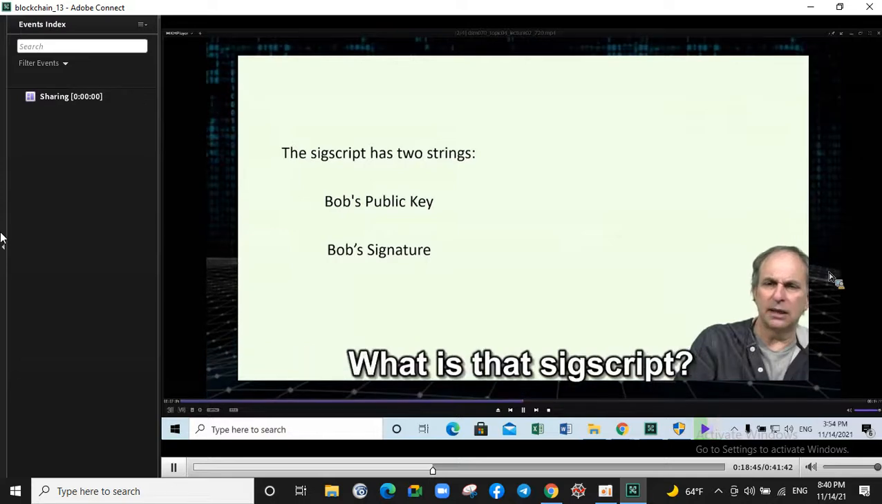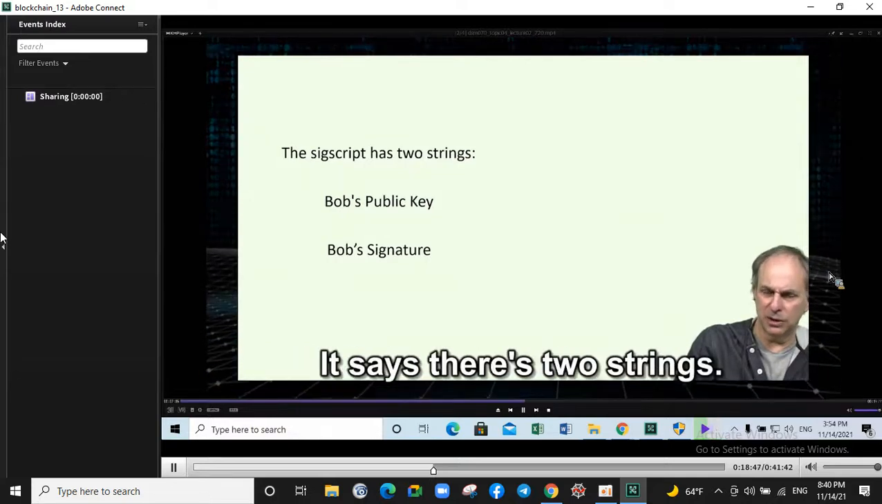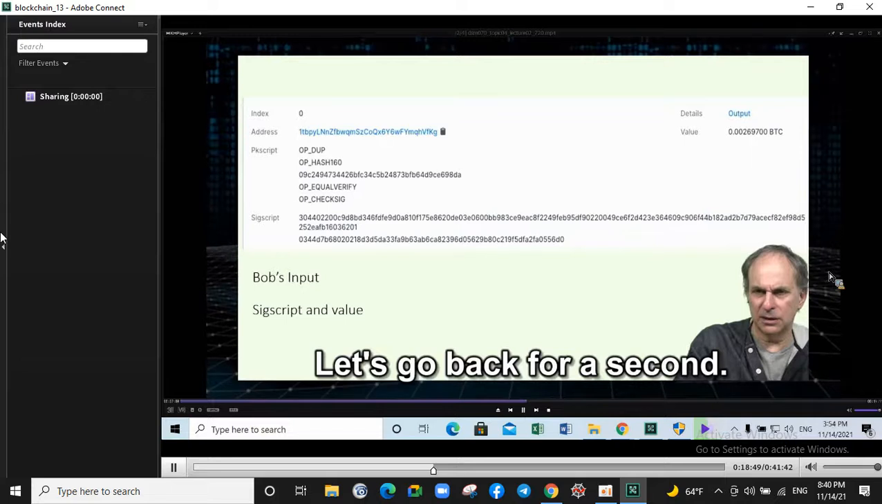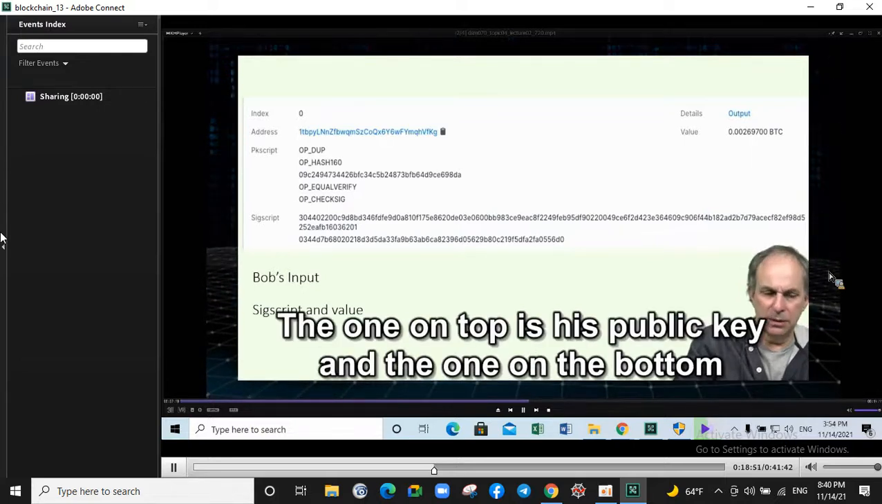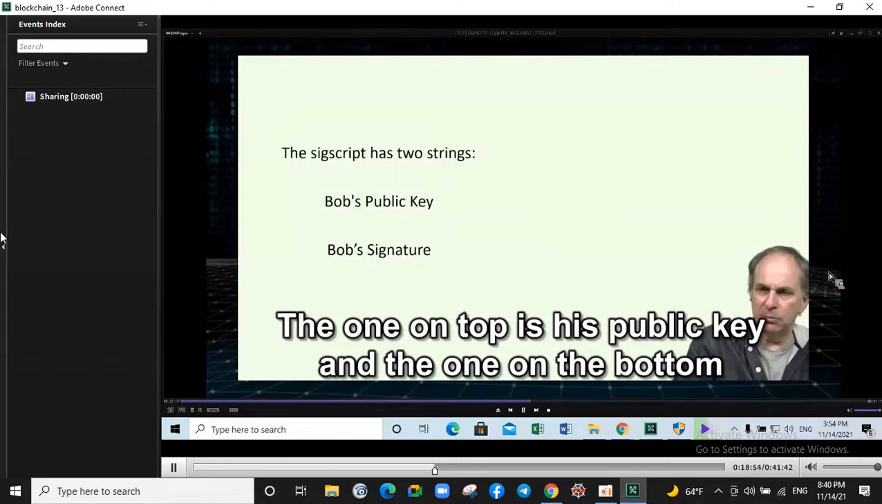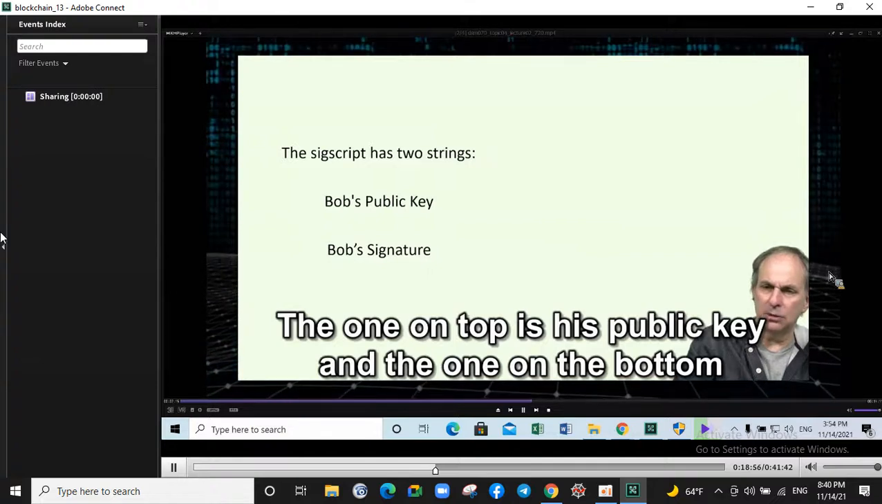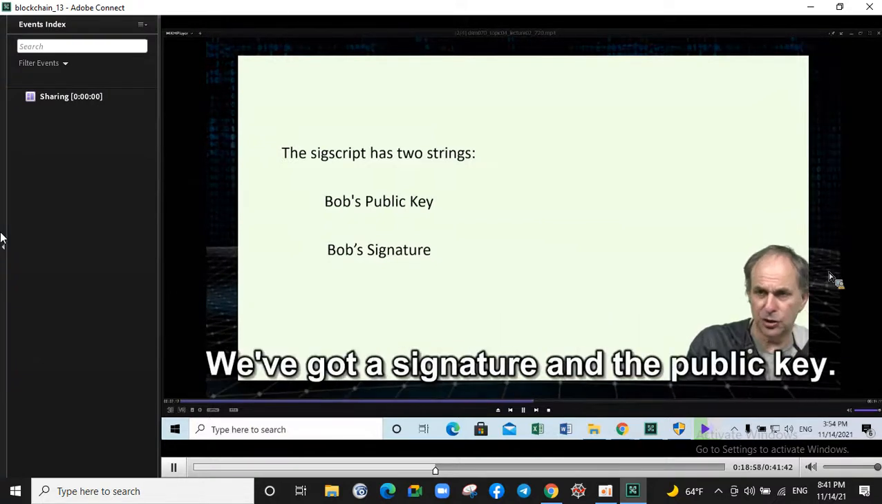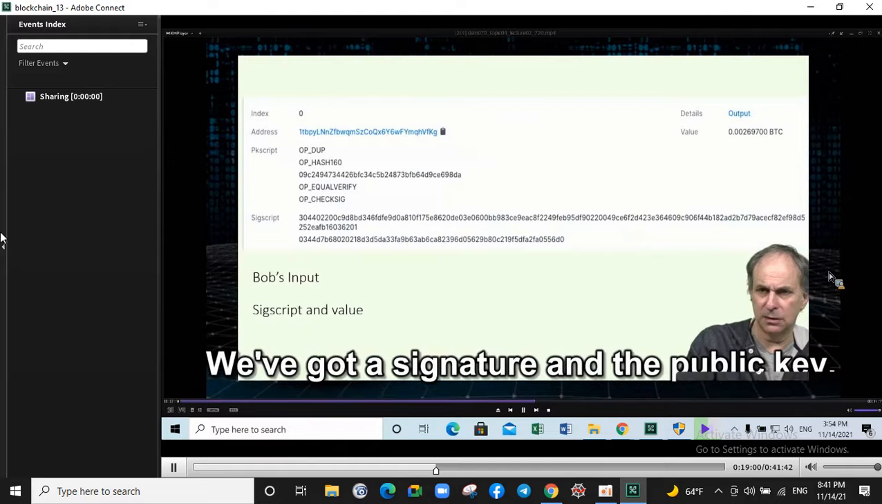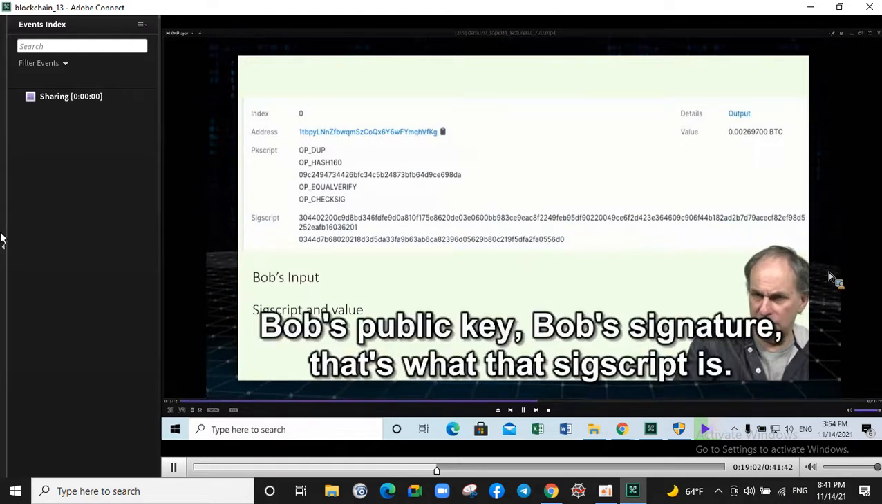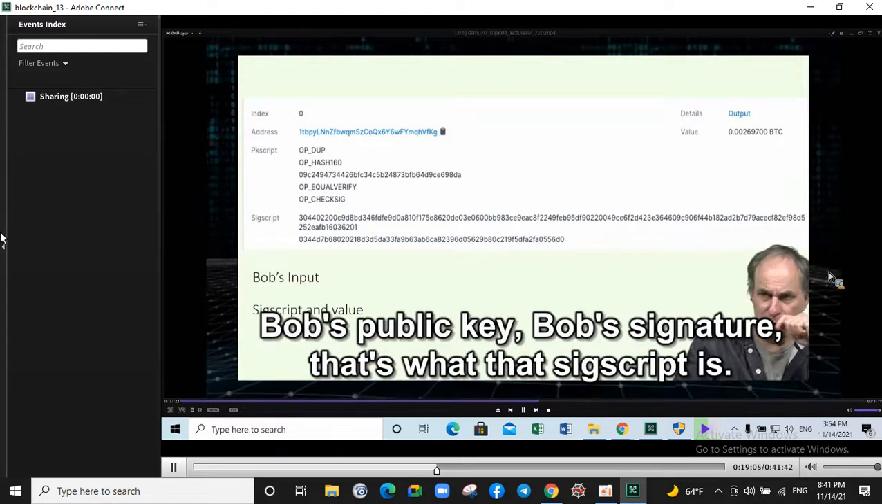So what is that SIG script? It says there's two strings. Let's go back for a second. The one on top is his public key, and the one on the bottom is his signature. So we've got a signature and a public key. Bob's public key, Bob's signature. That's what that SIG script is.